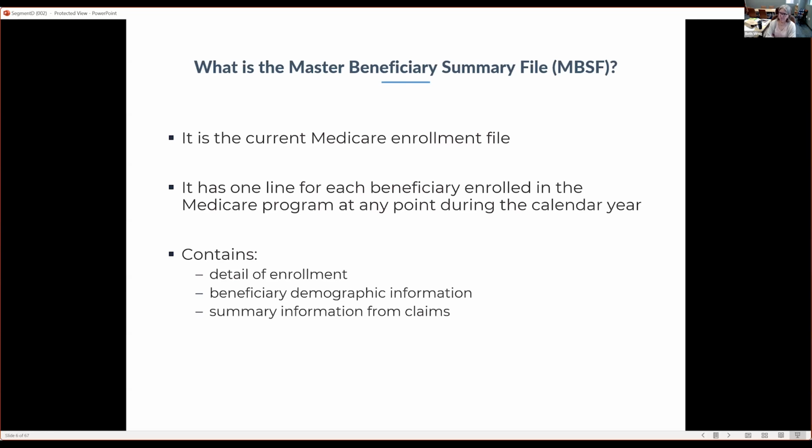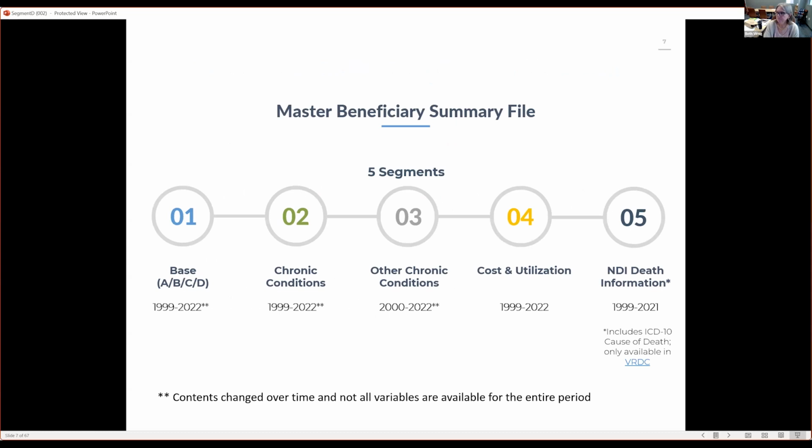The current name is the Medicare Benny Summary File. It has one line for each person enrolled in the Medicare program at any point during the calendar year. Even for one day only, they will show up. It contains the detail of enrollment, it contains demographic information, and it can contain some summary information from claims.